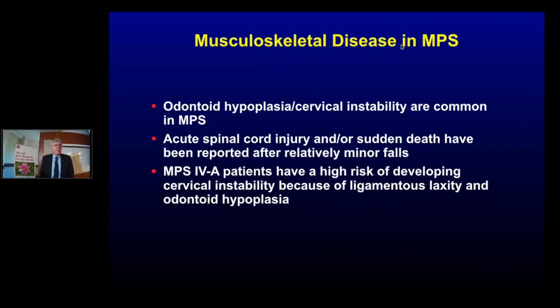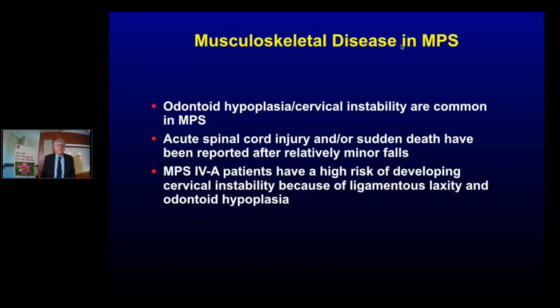One of the other important features I alluded to for the musculoskeletal disease is that odontoid hypoplasia and cervical instability are common. Acute spinal cord injury and/or sudden death have been reported after a relatively minor fall in some MPS patients, so it's important to get flexion-extension x-rays and make sure they have cervical stability. Particularly Morquio A patients have a high risk of developing cervical instability because of the ligamentous laxity and odontoid hypoplasia.